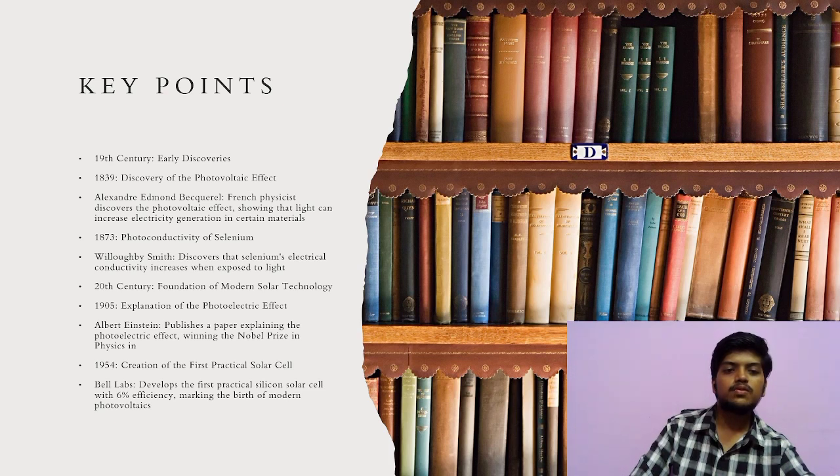20th century: foundation of modern solar technology. 1905, explanation of the photovoltaic effect. Albert Einstein published a paper explaining the photovoltaic effect, winning the Nobel Prize in Physics. In 1954, creation of the first practical solar cells. Bell Labs developed the first practical silicon solar cells with 6% efficiency, marking the birth of modern photovoltaics.